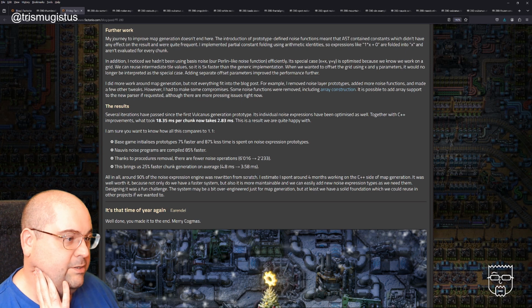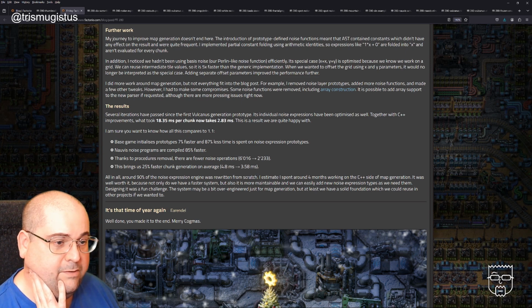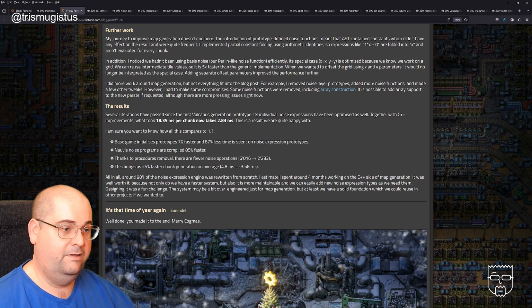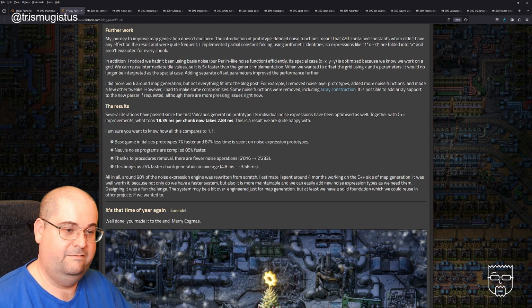The results. Several iterations have passed since the first Volcanus generation prototype. Its individual noise expressions have been optimized as well. Together with C++ improvements, what took 18.35 milliseconds per chunk now takes 2.83 milliseconds. This is a result we are quite happy with. That's a massive gain. I mean, that's 9 times as fast?